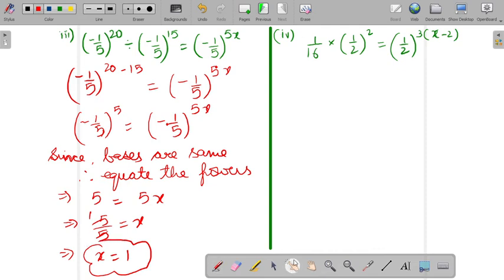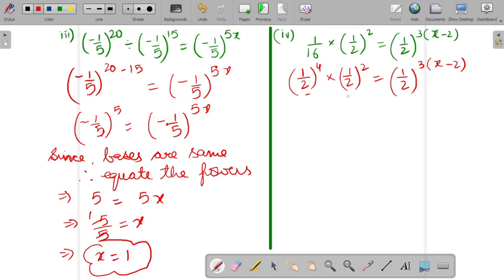In fourth part, observe here it is 1 by 2, but this is not in the form of 1 by 2. So what should be first step? You will convert this 1 by 16 also in the form of 1 by 2. So 16, if you will make the factor of 16, it will be 2 power 4. So how will you write 1 by 16 in the form of 1 by 2? So 1 by 2 power 4, and this is 1 by 2 power 2, and on the other side 1 by 2, this 3, and in the bracket x minus 2.